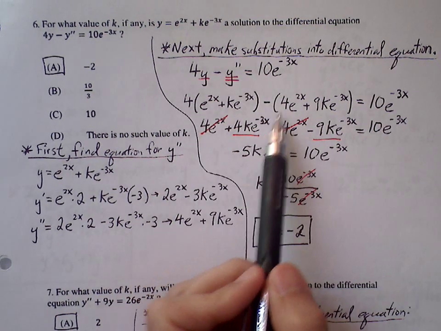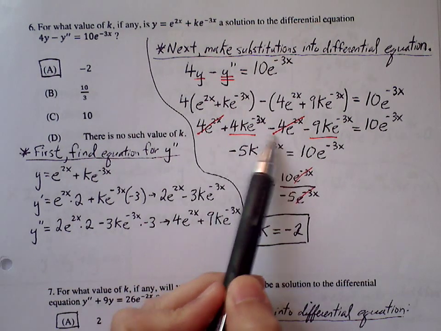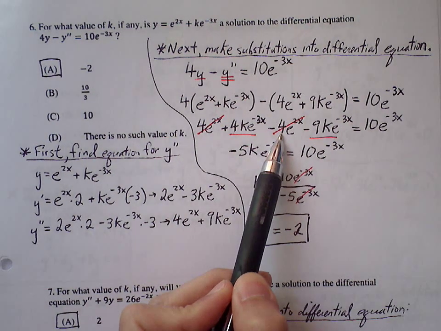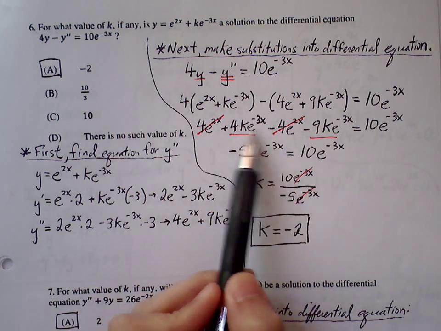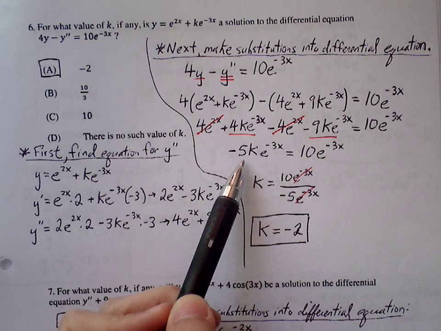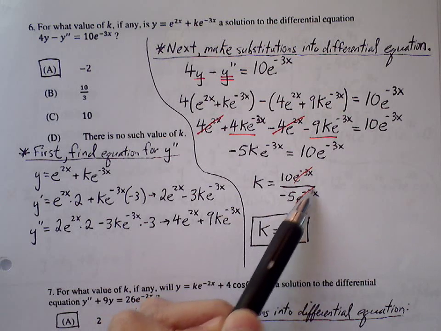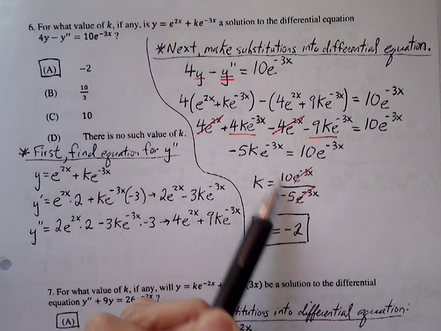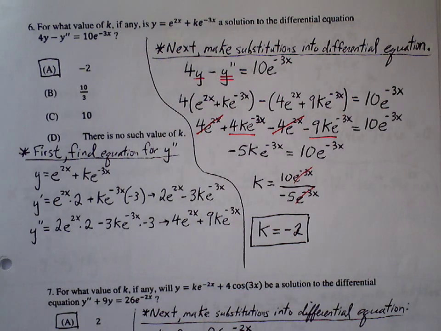Okay, distribute the 4 through, distribute the negative 1 through, and now once I do that, I see I have like terms here. Goes to 0. Here, the k's combine to be 4k minus 9k is negative 5k e to the negative 3x. And now I can solve for k, divide both sides by negative 5 e to the negative 3x. The e's cancel out. 10 divided by negative 5 is negative 2. So answer choice A.